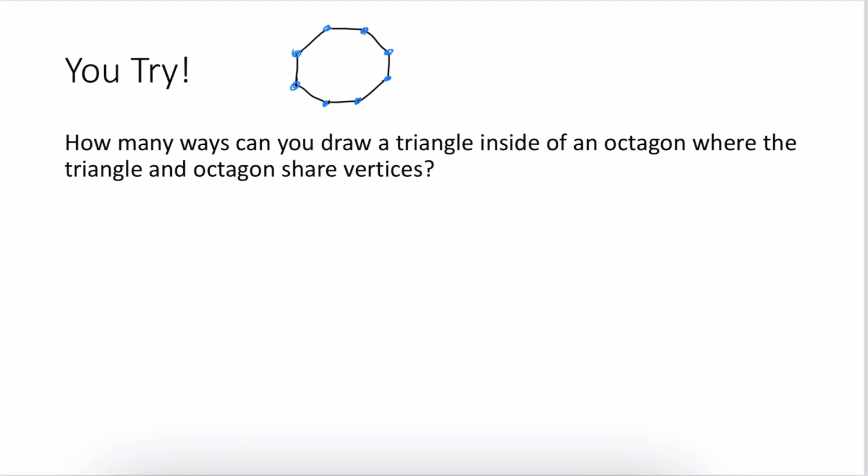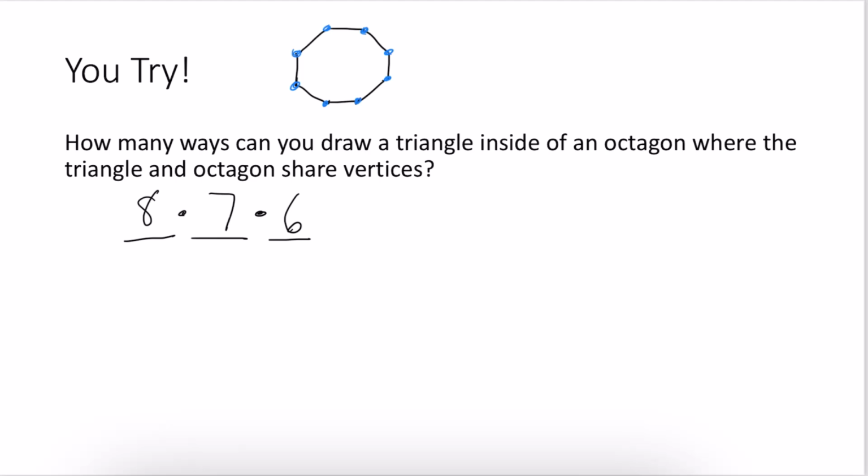And the way we would think about this is we are choosing 3 different vertices. So we have 3 events happening. The first vertex can be any of the 8 available vertices. The second vertex has to be any of the 7 that we didn't already choose. And then the third vertex can be any of the 6 that we haven't chosen yet. So we would multiply those together.